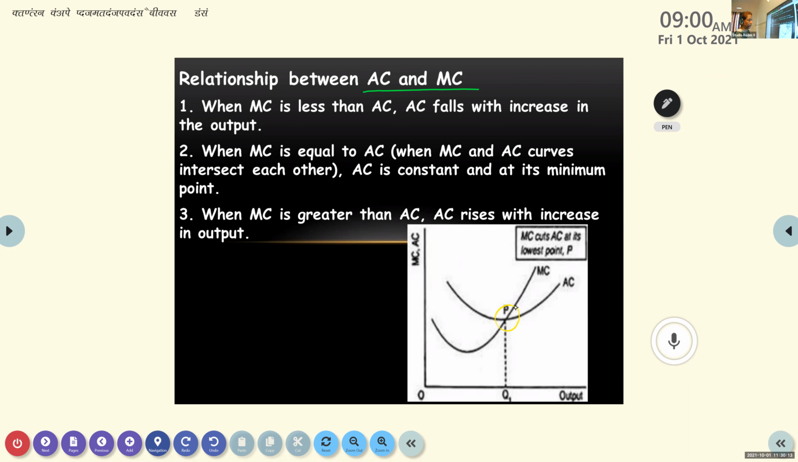That is another relation. Next stage, first stage MC is lesser than AC, then intersection, then you can see MC is becoming higher because AC is slowly increasing. Because of that reason, MC is greater than AC in that particular situation and AC rises with the increase in output. So three kinds of relation. Kevin, can you tell what are the three types of relation?